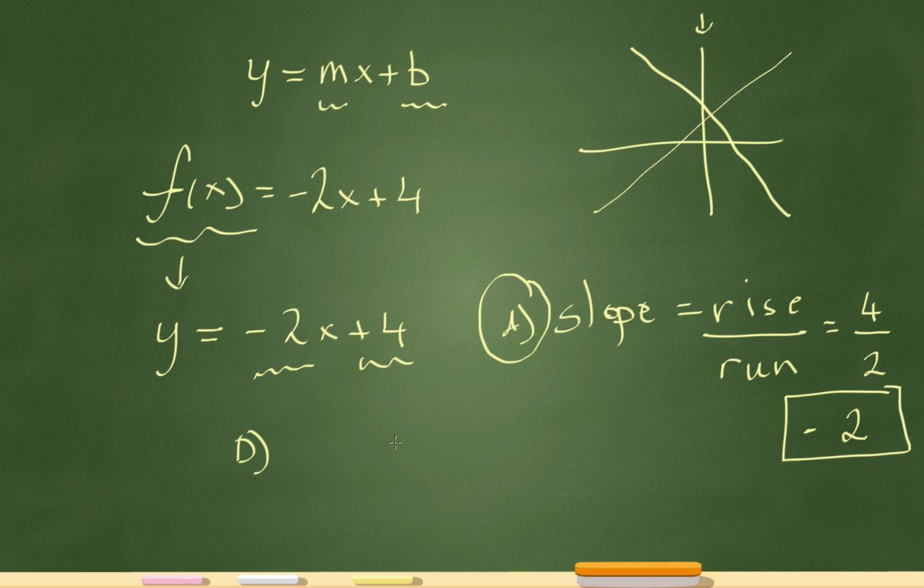Just to check it out, look at what's happening in answer choice D. My rise there, if I'm starting at 0, 0, the rise there is 4, and if you look at the run from 0, it's also 4. So slope for answer choice D will be negative 1, which is not the slope here, making my answer A on this one.